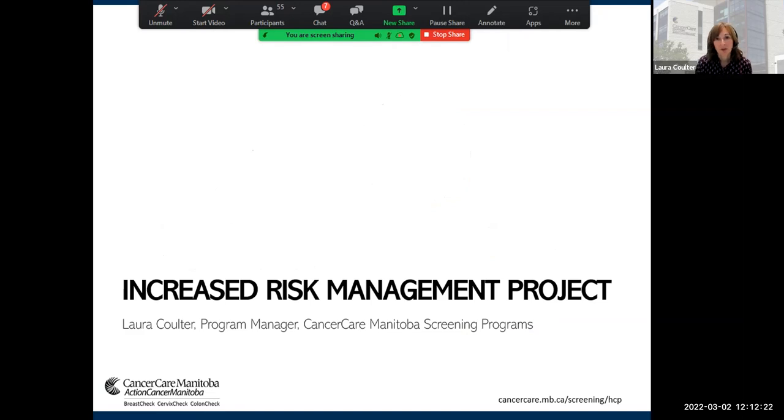So I want to now shift focus to the main thrust of our presentation, and that's how ColonCheck is helping support Manitobans of increased risk of colorectal cancer. In fall 2019, ColonCheck submitted an expression of interest to a grant competition offered by the Canadian Partnership Against Cancer, also known as CPAC. The grant objective was to support quality improvement initiatives that provide value for patients, clinicians, and the healthcare system, and we were awarded the grant in late 2019.